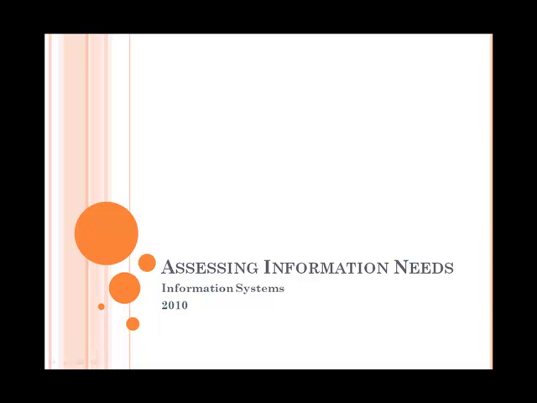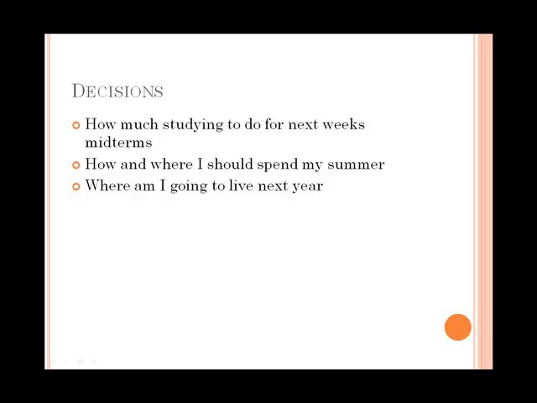This assessing information needs presentation is a source for helping someone make decisions regarding future information needs. Our decision maker in this situation is a 21-year-old woman going into the summer before her senior year of college. From here on out, she will be referred to as our decision maker.